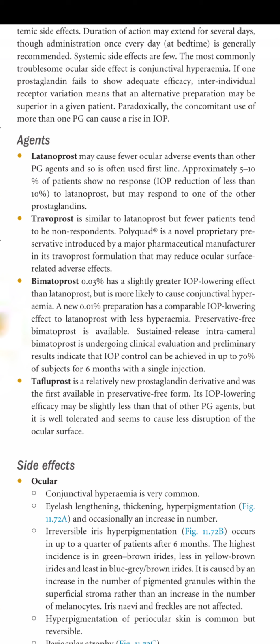Sustained release intracameral bimatoprost is undergoing clinical evaluation, and preliminary results indicate that IOP control can be achieved in up to 70% of the subjects for 6 months with a single injection. So there are certain other investigations that have been going on. Basically, you can also use intracameral bimatoprost, which is sustained release, and it can achieve IOP control in 70% of the subjects for 6 months with a single injection.